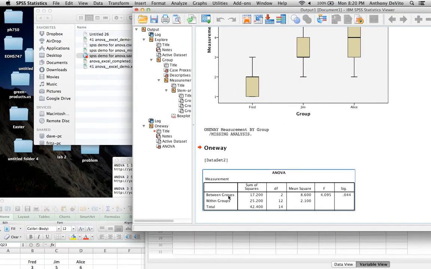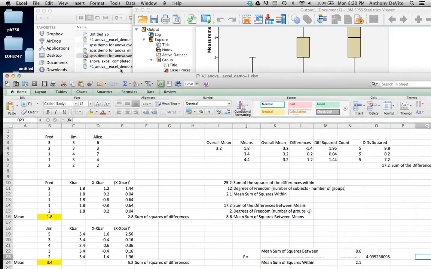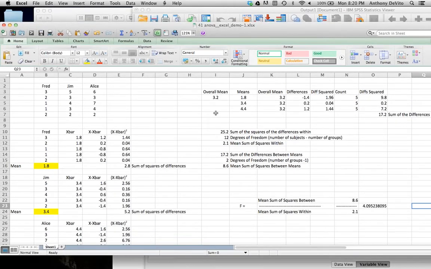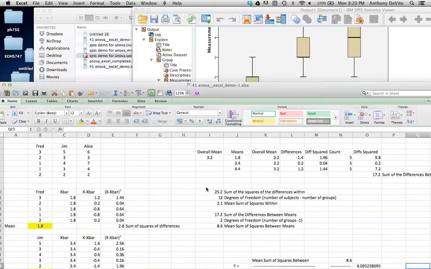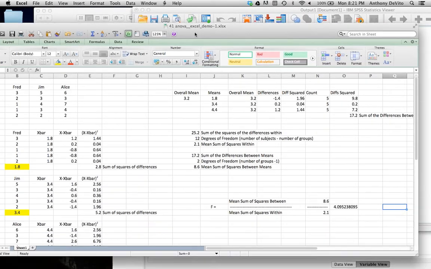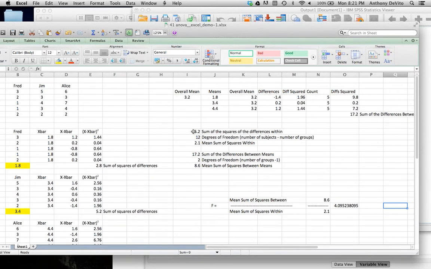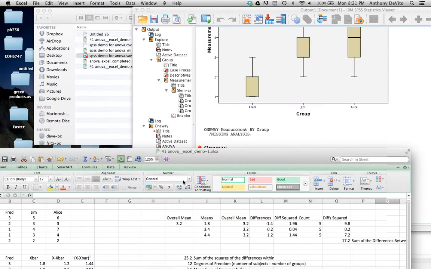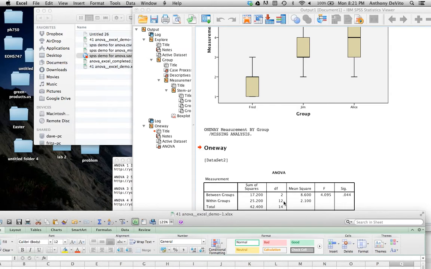How many degrees of freedom do I have between groups? Well, first of all, the sum of squares between groups, between the means, is 17.2, same as we got. Sum of squares within the groups is 25.2, just like we got. Degrees of freedom are 2 between the groups, 12 within the groups.